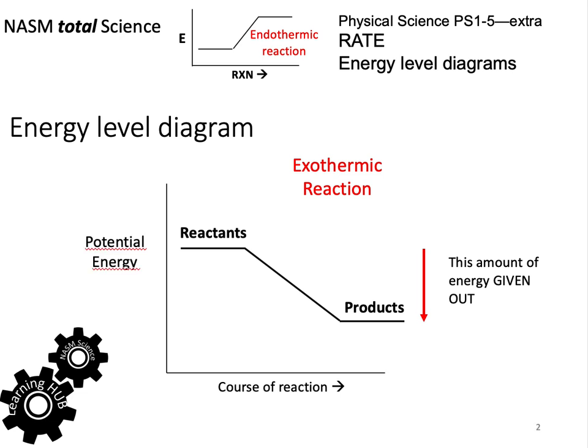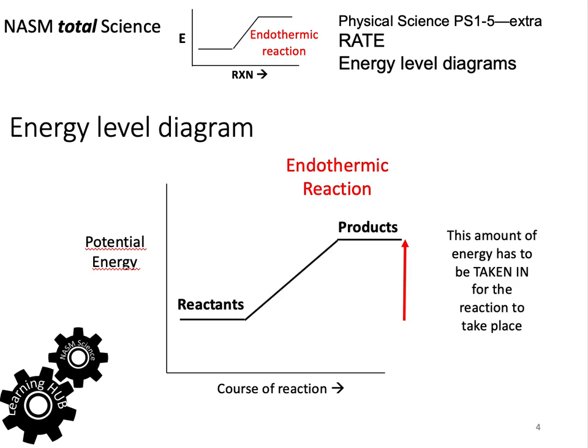And this one here is an exothermic reaction, and going from reactants to products, vertically downwards, that's the amount of energy that is given out. Examples in everyday life would be any fuel that is burning. Obviously, we use the heat to do work for other things.